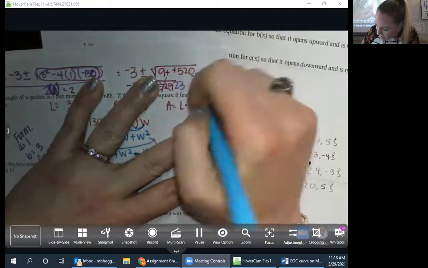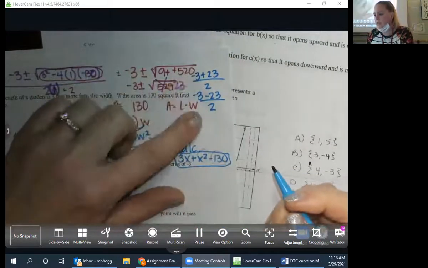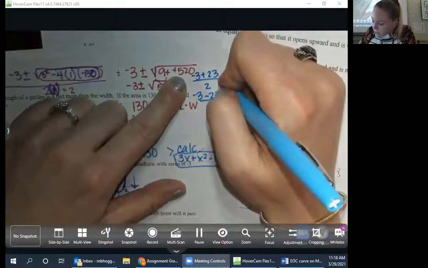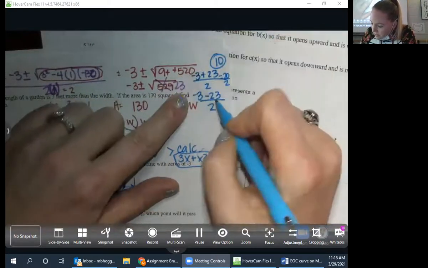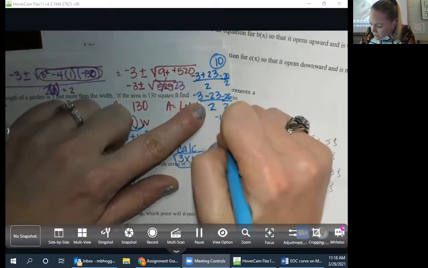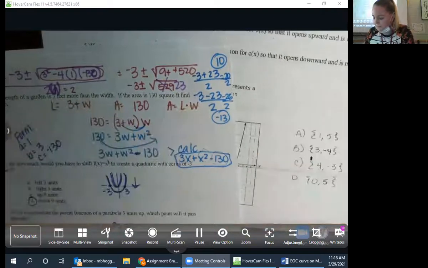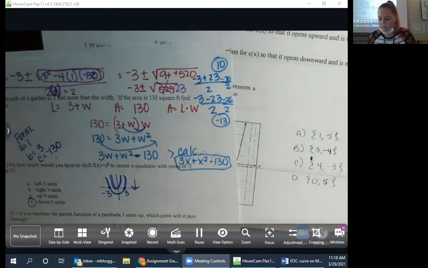All right, so let's write down now what we have. We have negative 3 plus 23 divided by 2, and negative 3 minus 23 divided by 2. And those two things are going to give us our answer. Negative 3 plus 23 is going to be 20 divided by 2. That's 10. Negative 3 minus 23 is negative 26 divided by 2, which is negative 13. So your answers are 10 and negative 13.